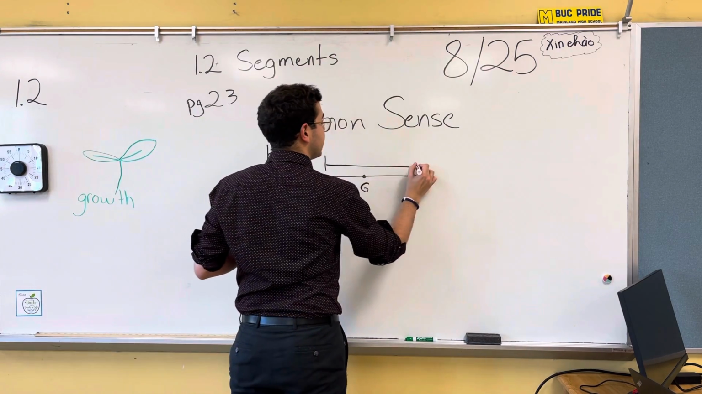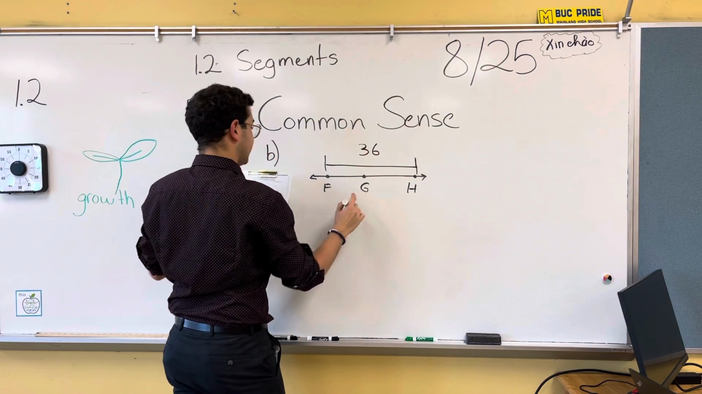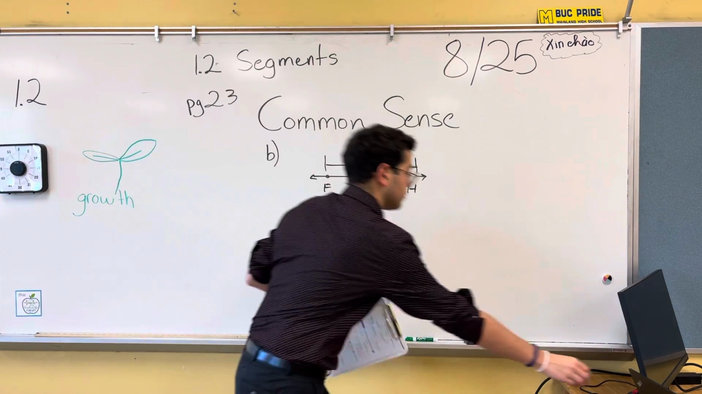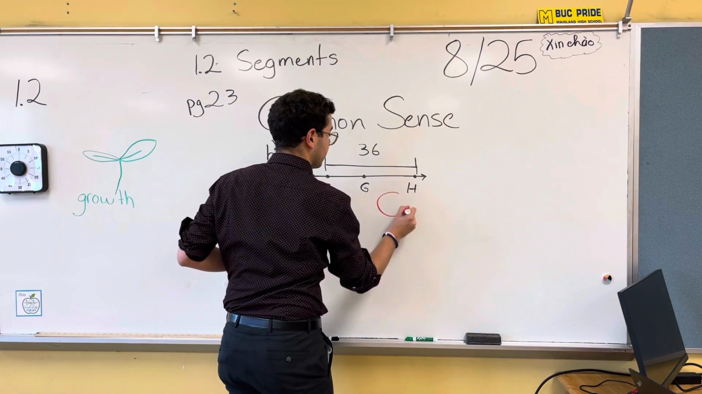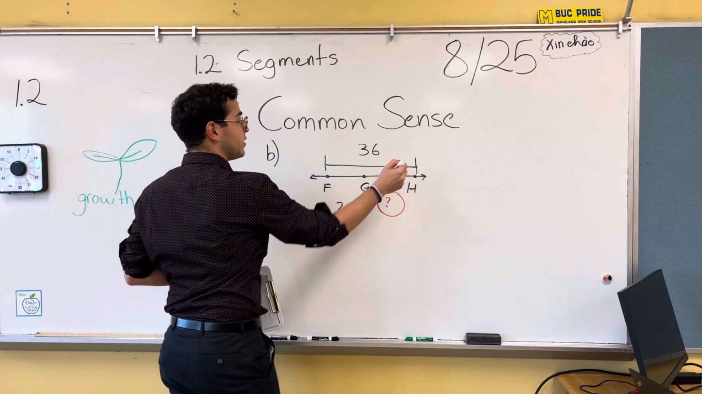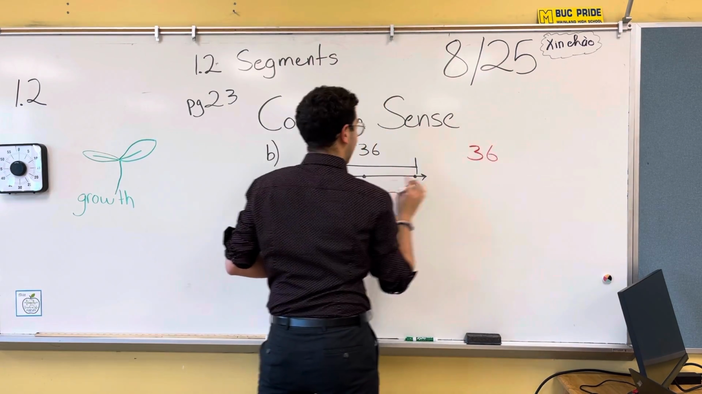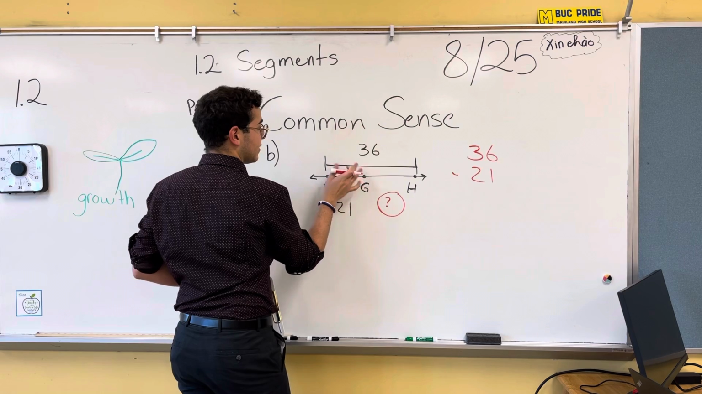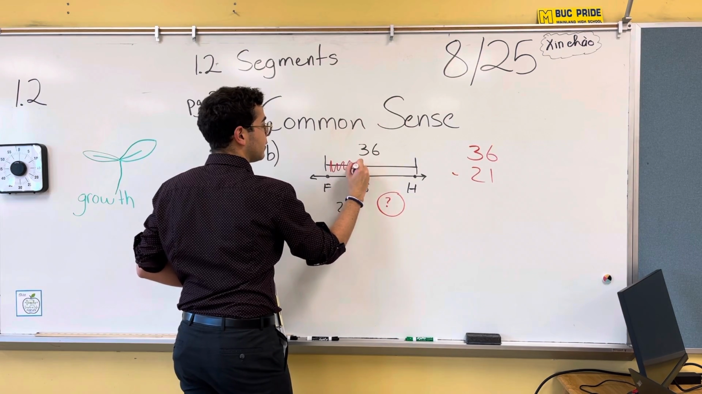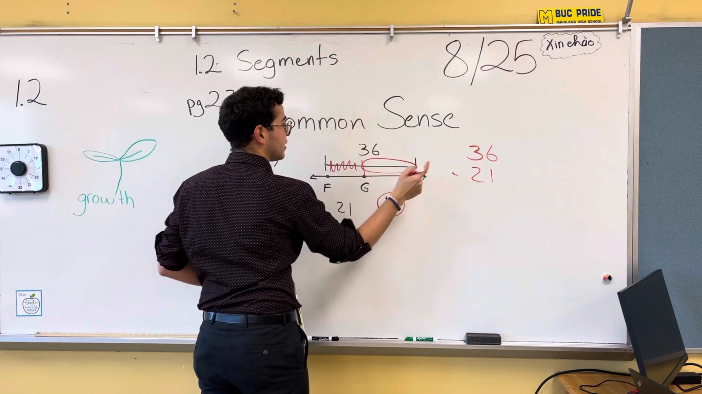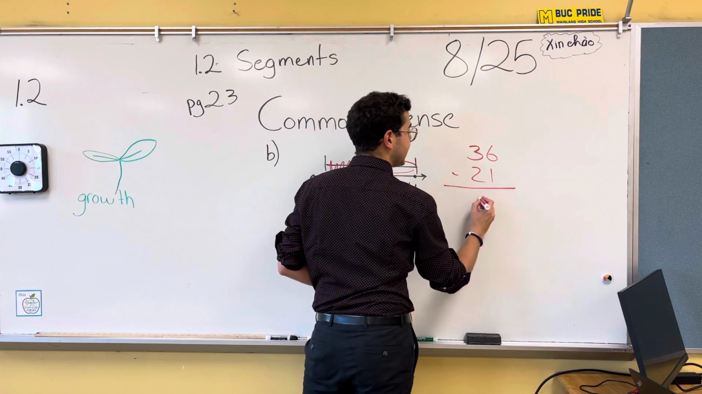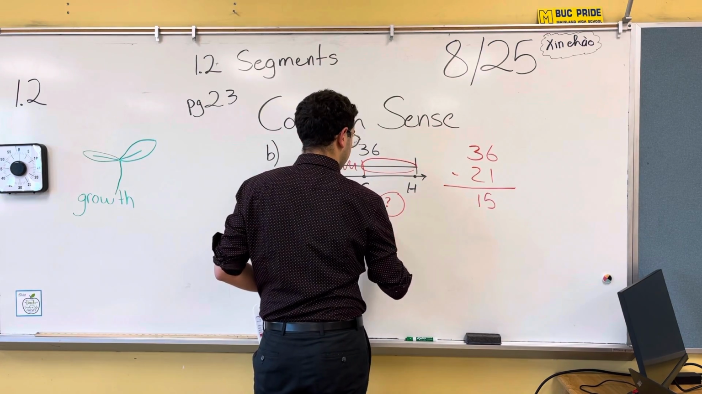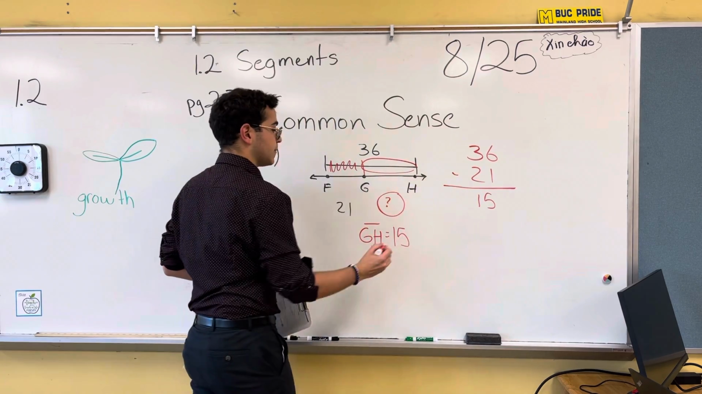The total length is 36. F and G is 21, so we're missing GH. We're missing it. If the total is 36, and we have F and G as 21, then we can subtract this portion out and be left with this portion. 36 minus 21 is 15. So GH is 15 units.